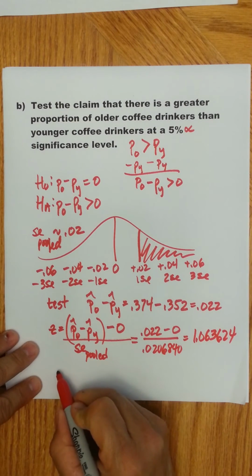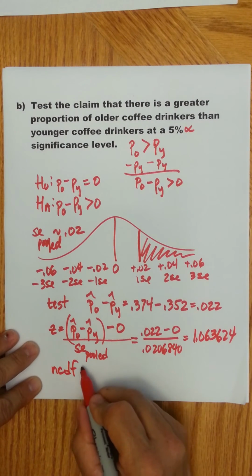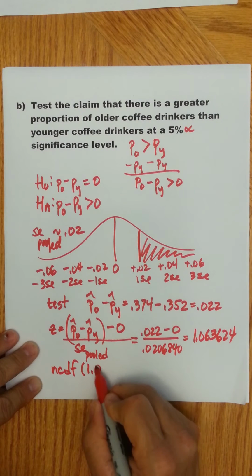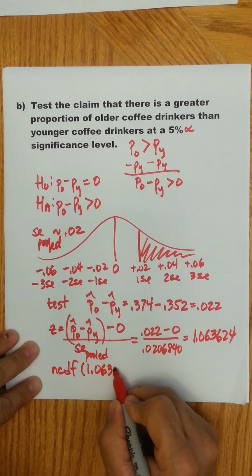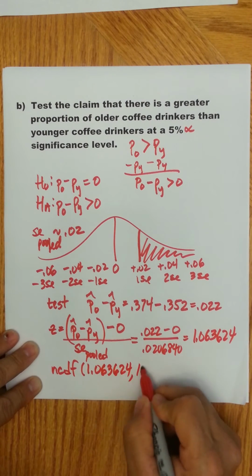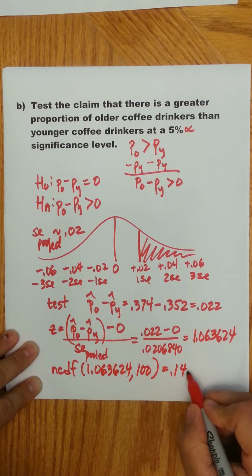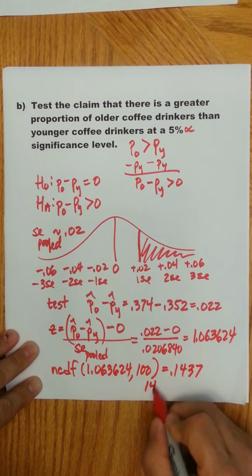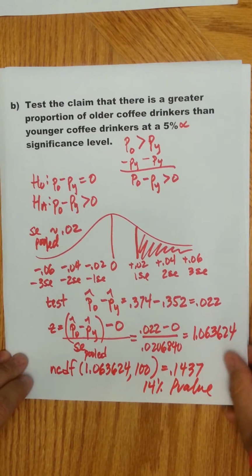Now what I'm going to do, I'm going to do normal CDF, right? I'm going to find the area under the curve here from 1.063624, sorry, to infinity, and I'll get about 14%, right? So we'll say 14% p-value. Okay. Now, that's a very high p-value.